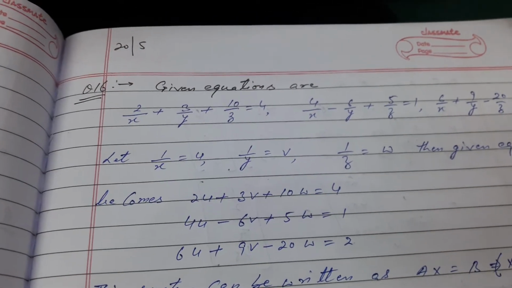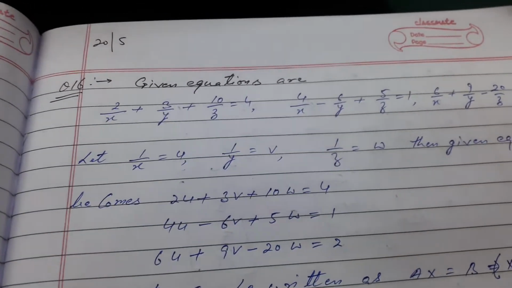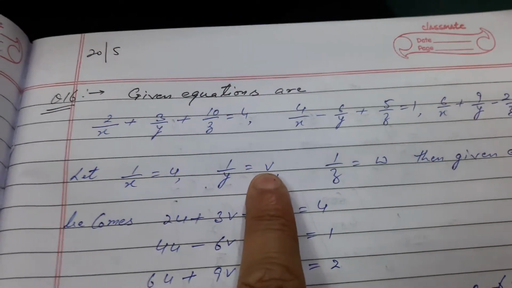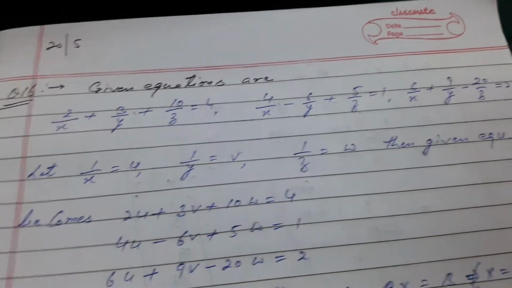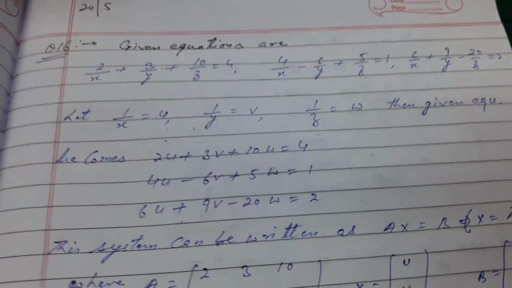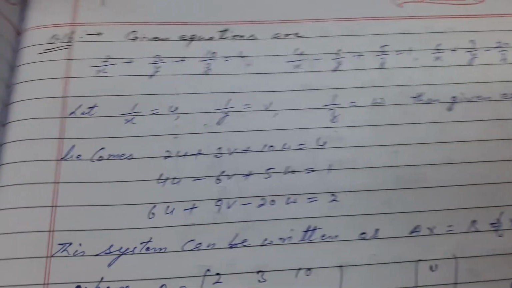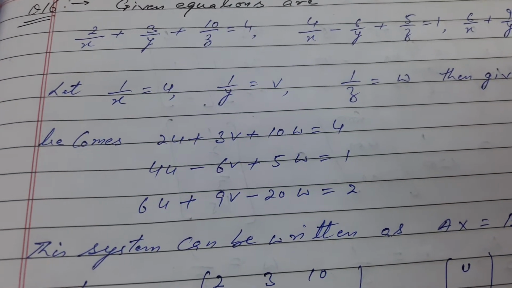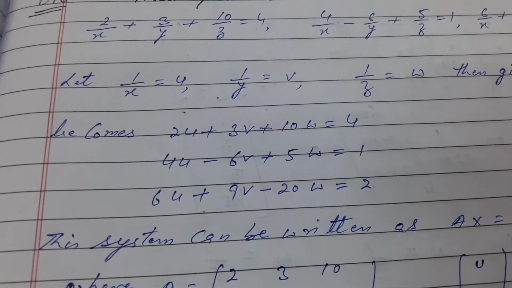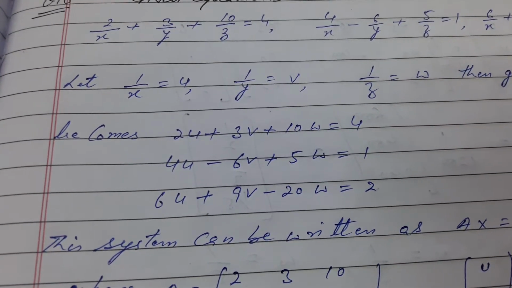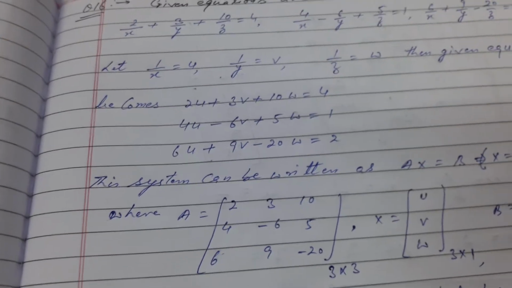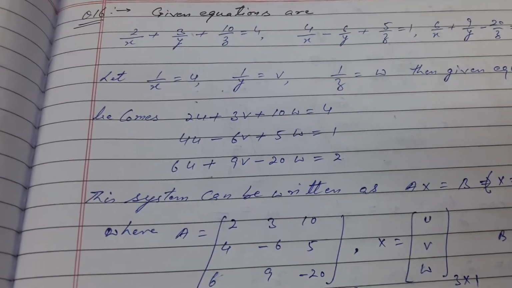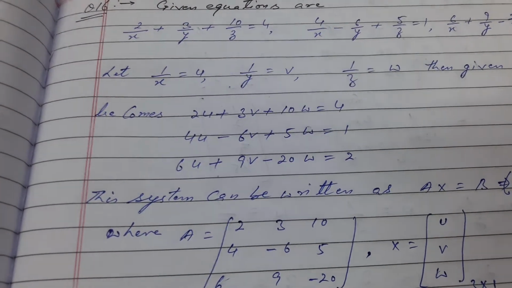For this, let 1/x = u, 1/y = v, and similarly 1/z = w. After this, you see the equations become easy: 2u + 3v + 10w = 4, and the next equation is 4u - 6v + 5w = 1. Similarly, the third equation becomes 6u + 9v - 20w = 2.